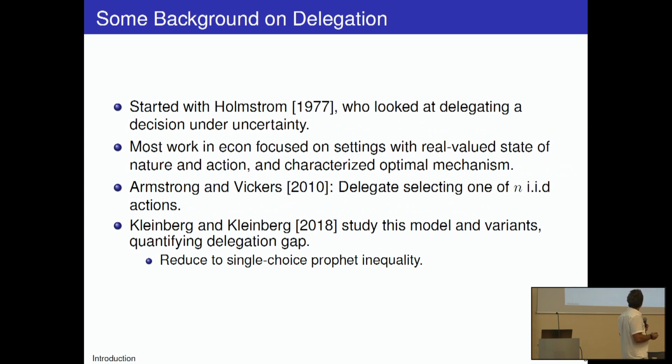So some background on delegation. This started with the work of Holmstrom, who did a lot of early work on delegation and contract theory and all that stuff. There's been a lot of work in econ when everything's a real number, and there they mostly characterize the optimal delegation mechanism. The most relevant model for us is that of Armstrong and Vickers, who delegate selecting one of n options. And the paper that really inspired us is the paper of Kleinberg and Kleinberg on delegated search, where they analyze variants of the Armstrong and Vickers model and reduce bounds on delegation gap to the prophet inequality, that classical prophet inequality.